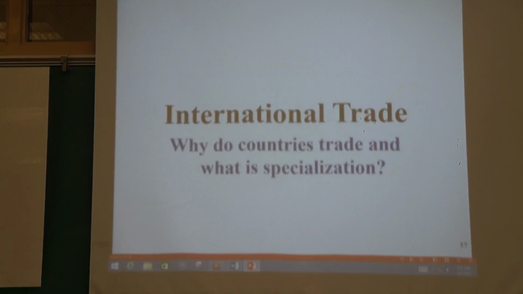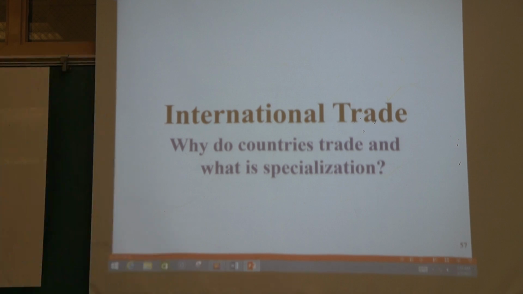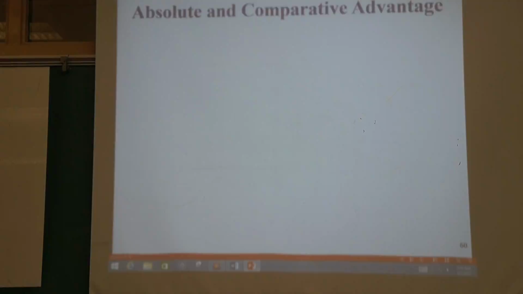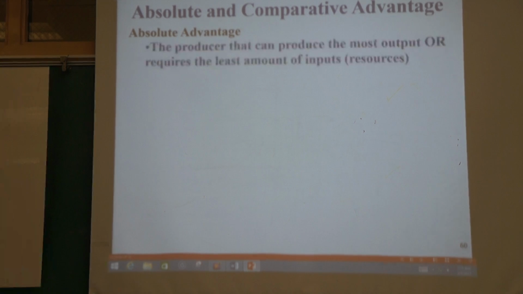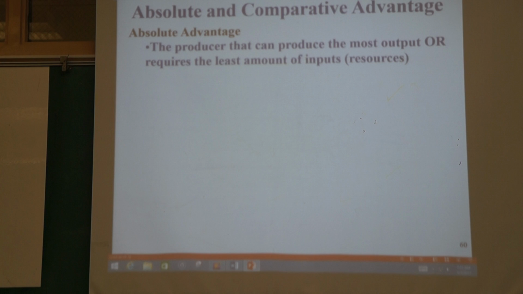International trade. Why do countries trade? It's all about specialization. So one of their favorite questions is, even if the United States has the absolute advantage in cotton and cars, does it make sense to trade? And yes, it does. Okay? So absolute advantage is the producer that can produce the most or requires the least amount of input. So you can either produce the most or you require the least amount of inputs.